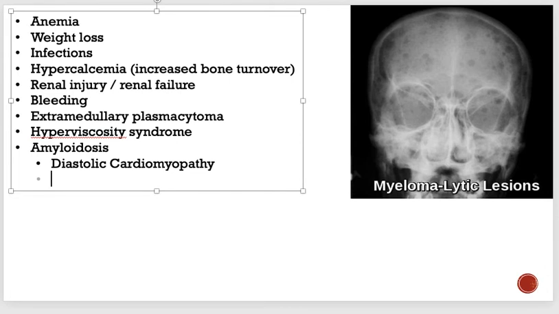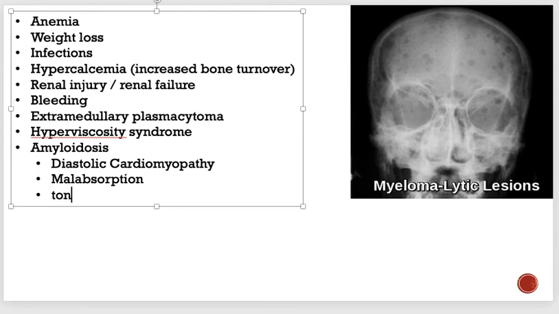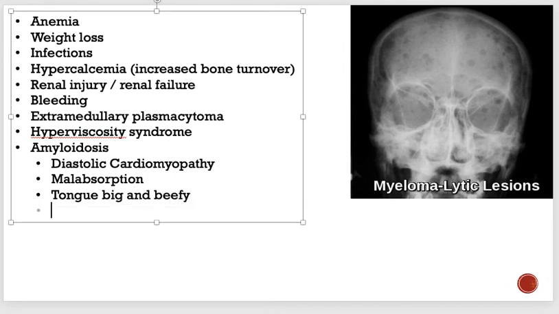Whenever these abnormal proteins deposit into the GIT, malabsorption can occur. The tongue can become big and beefy. Neurological involvement can be there. Carpal tunnel syndrome can occur. So many other features can occur due to amyloidosis.